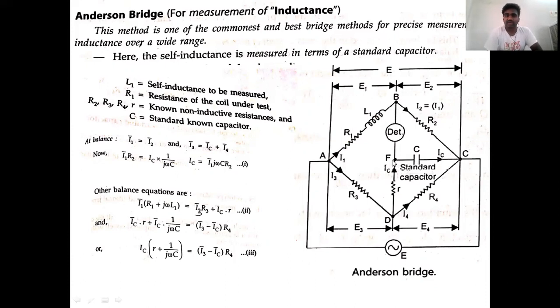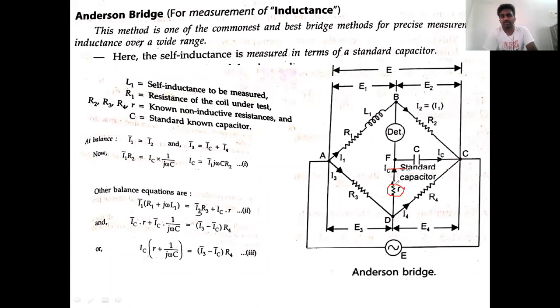If we see the other balance expression, that is the first branch: I1 into (R1 plus j omega L1) is equal to I3 into R3 plus IC into R. What is IC into R? IC into R is nothing but the voltage drop due to the current flowing through the resistor, the capacitor current, I suffix C.